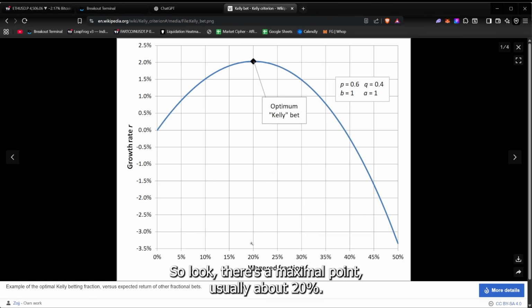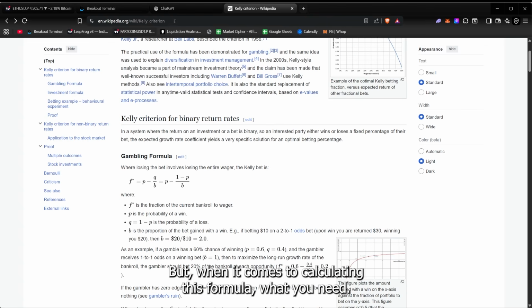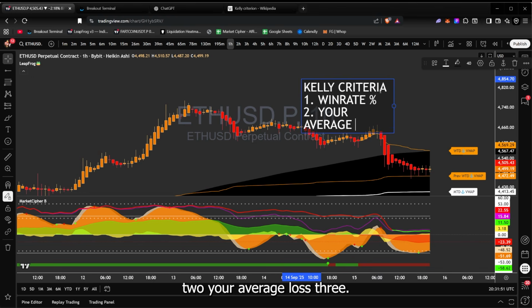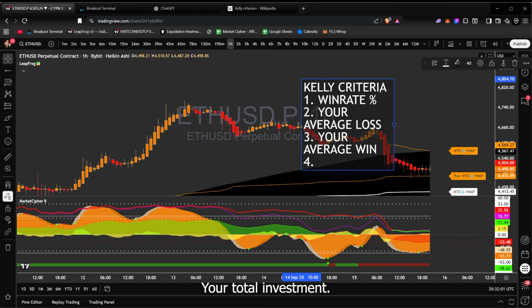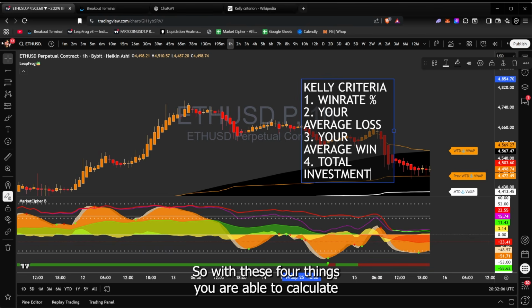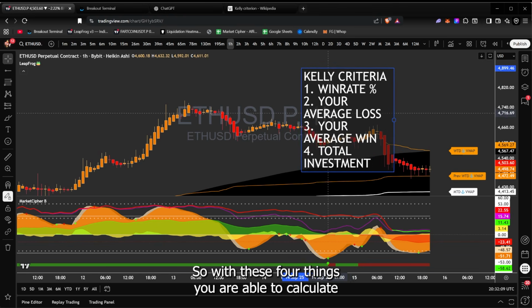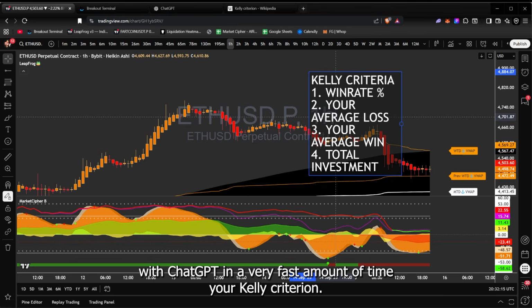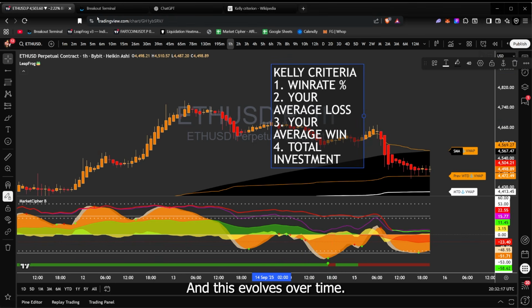So look, there's a maximal point, usually about 20%, but as your win rate increases, this may go up, certain metrics. But when it comes to calculating this formula, you only need four things. You need 1, your win rate percent; 2, your average loss; 3, your average win; and 4, your total investment. So with these four things, you are able to calculate your Kelly criterion with ChatGPT in a very fast amount of time, and this evolves over time.